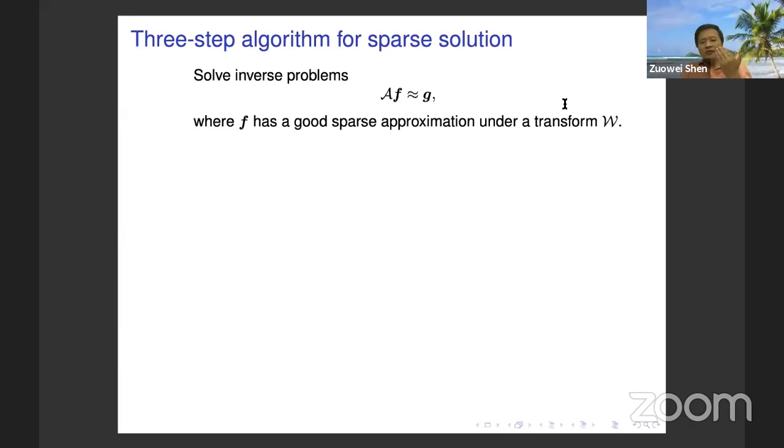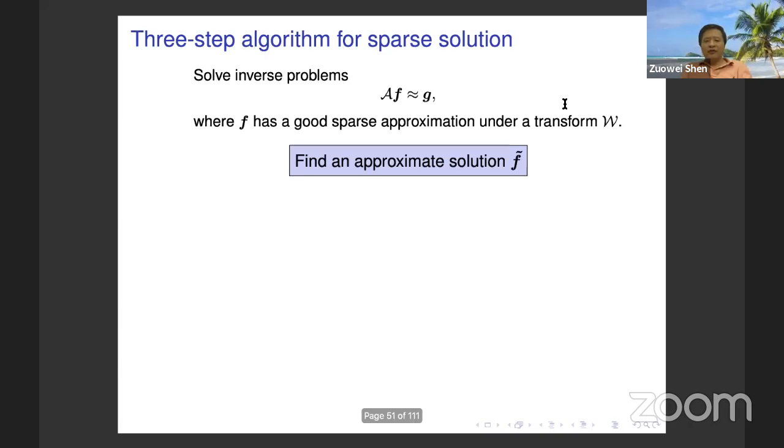So the most naive way, what do you do? First of all, you find an approximate solution of this equation. You have to have a way to find it. Say A is linear, there are many ways to find an approximate solution of F. At least you can use least squares to find one. So what's the problem with this solution? Maybe you have a better numerical algorithm and can get an already fairly accurate solution. What's the problem? Maybe the solution is not sparse under your transform domain.